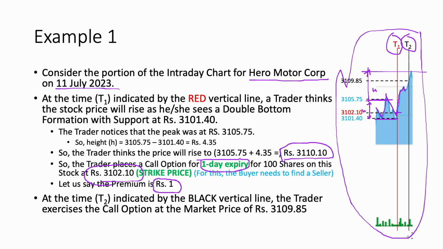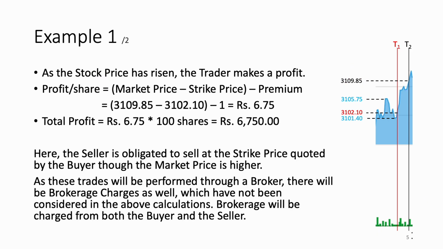However, at time T2, when the stock price is 3109.85, the buyer decides that he will execute his call option. So when he executes his call option, the seller is obligated to sell because he has entered into a call option. So the seller has to sell at the price that the buyer has set for him, that is 3102.10. However, the current market price is 3109.85.